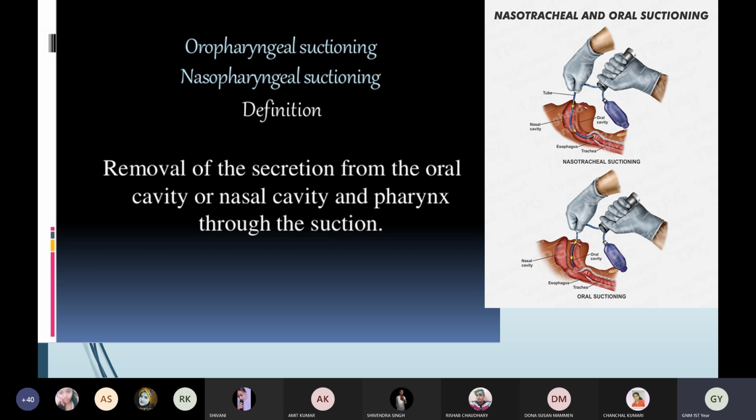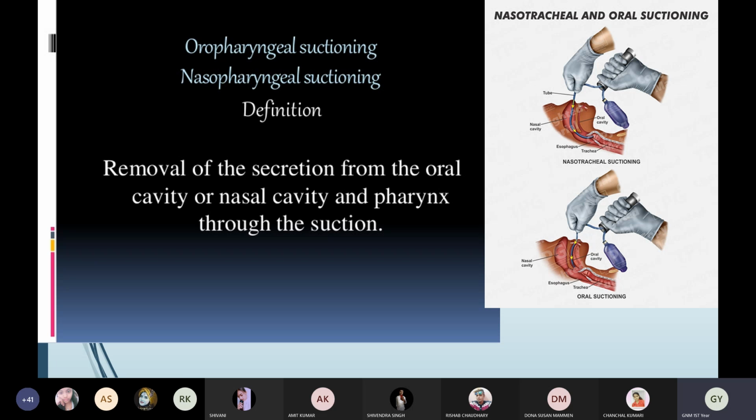First, this first picture, the upper portion, this is nasotracheal suctioning, meaning from the nose to the trachea. Any secretions in between the nose and the trachea, we can remove, we can suck them out. So this is nasotracheal suctioning, and the down portion here, this is oral suctioning.